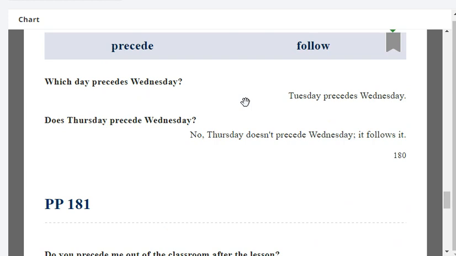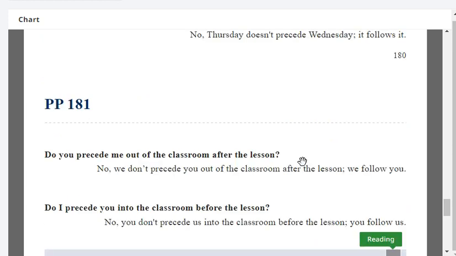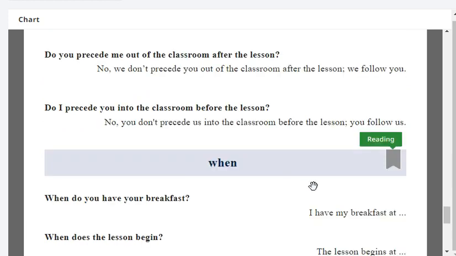Which number follows the number 13? 14 follows the number 13. There we go. Do you precede me out of the classroom after the lesson? No, we don't precede you out of the classroom after the lesson. We follow you.